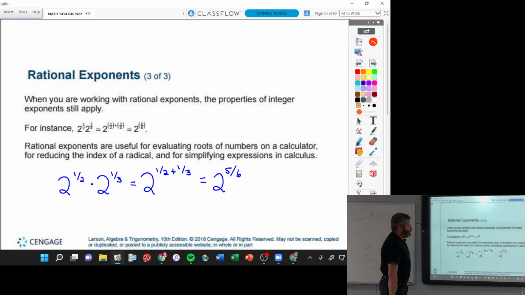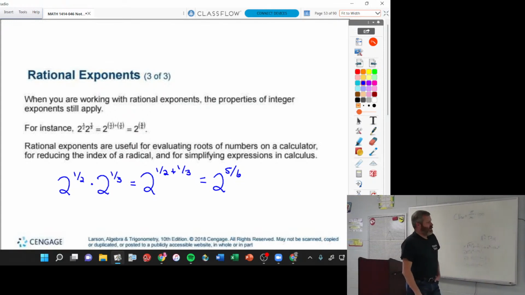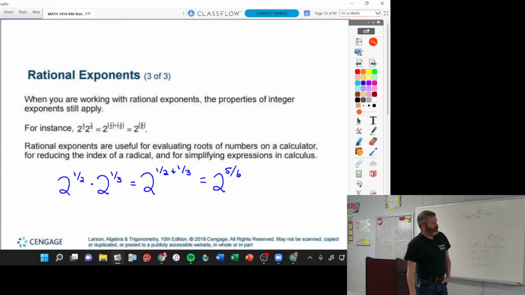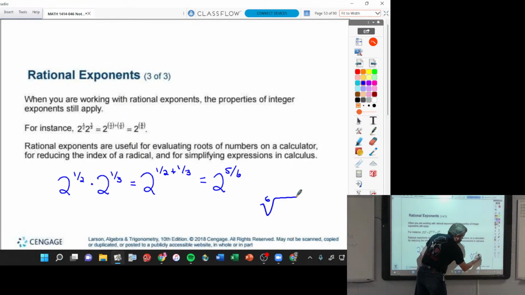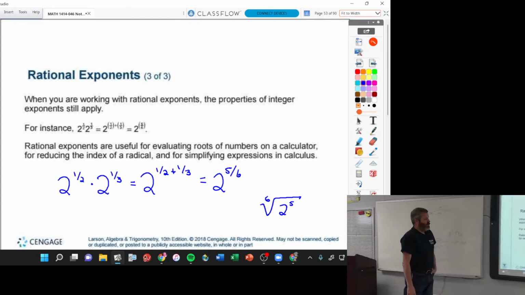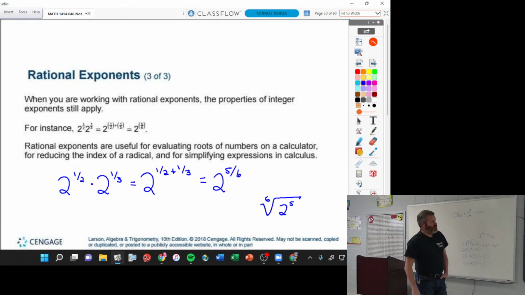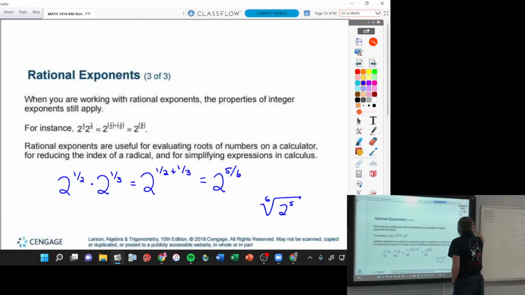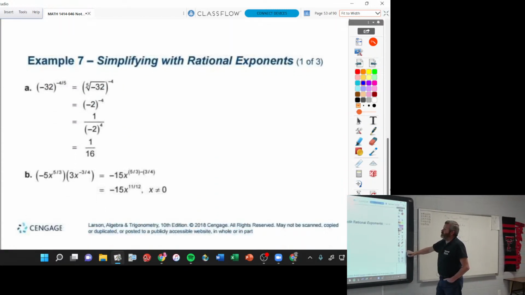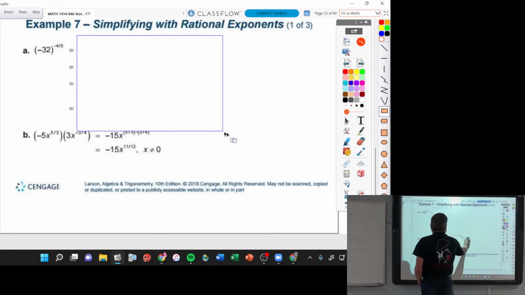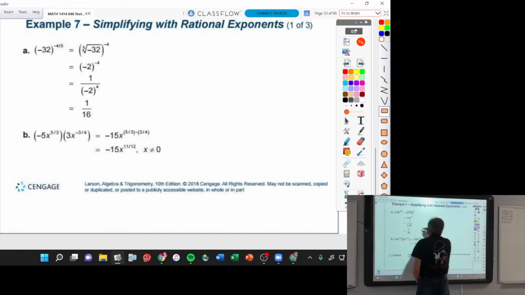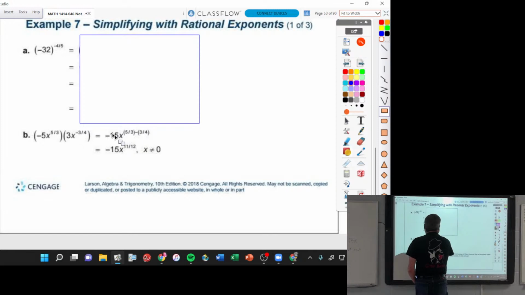So 3/6 plus 2/6 is 5/6. Make sure you combine, reduce, whatever needs to be done. And if I wanted to write that as a radical, I could write it as the 6th root of 2 to the 5th power. 2 to the 5th power is 32, so I can actually write this as the 6th root of 32. We'll be looking at more of those in a little bit.